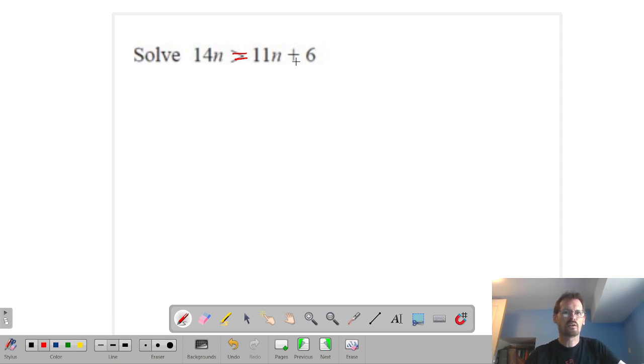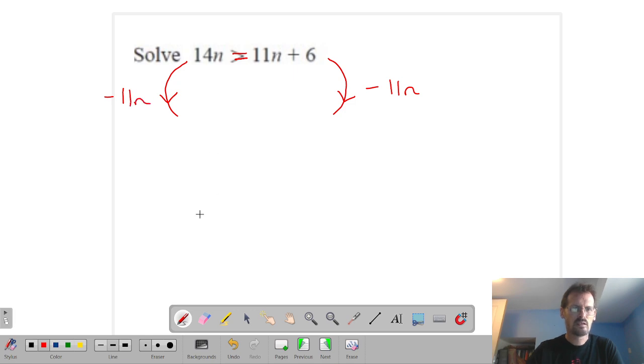If we're going to solve that equation, you've got the problem of having n things on both sides. So we're going to get rid of the smaller of those, which is the 11n. We're just going to take away 11n from both sides. Take it away from this side as well. And what we're left with over here, we had 14 n's, we took away 11 of them. We've got 3 of them. We had 11n, we took away 11n, that's gone, we just got the 6 left.